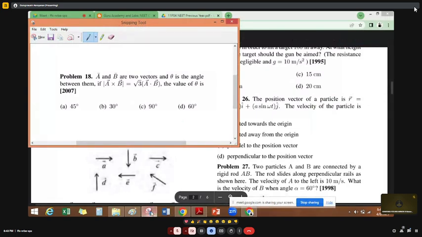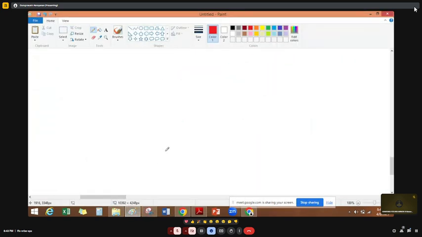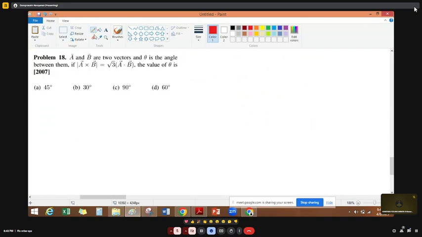Okay, this is also easy one, very similar to what we did now. Theta is the angle between them. The value of theta is asked. So do the same thing. I think we already did this, something similar to this. A cross B, so that means AB sine theta. Magnitude, so that means I don't have to worry about the vector. Did we already do this? AB cos theta. I remember doing this. So that means tan theta is equal to root 3, which means 60 degree. Okay, I think we already got this somewhere else.